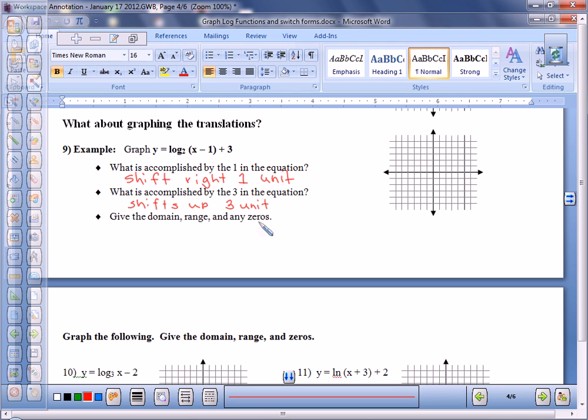All right. So on this one, logarithms have vertical asymptotes. So just like when we were graphing the exponentials, and we started with our horizontal asymptote, on the logarithms, we're going to start by graphing our vertical asymptote. So our vertical asymptote is going to shift over right 1 unit. So there we go. Let's graph that first.